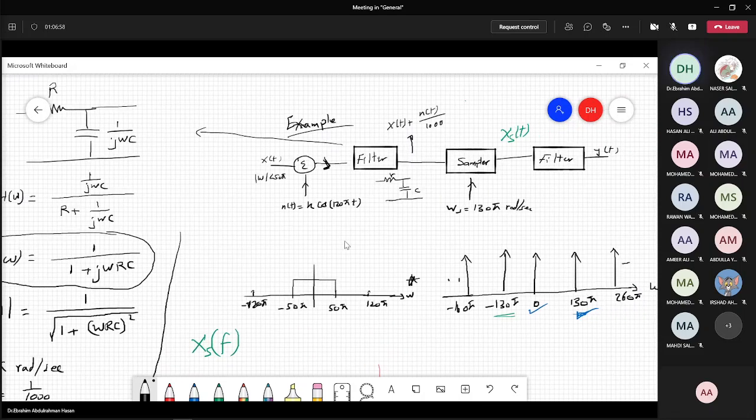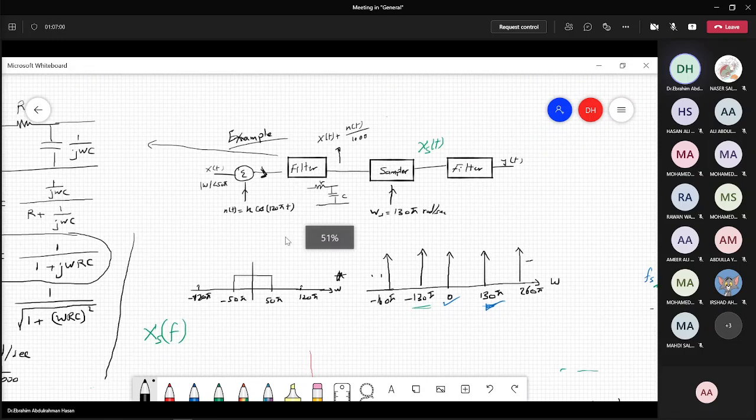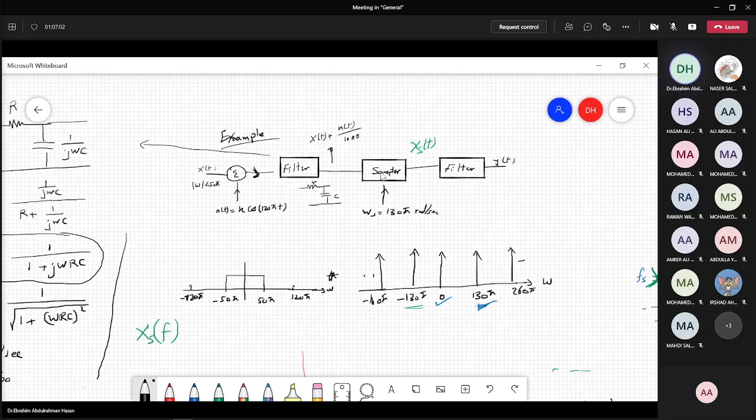Usually I just need a sampler for x of t, but sometimes if there is distortion or noise with high amplitude, then I need to put a filter here. The purpose of this filter is to reduce the weight of the noise, and this filter is a reconstruction filter.